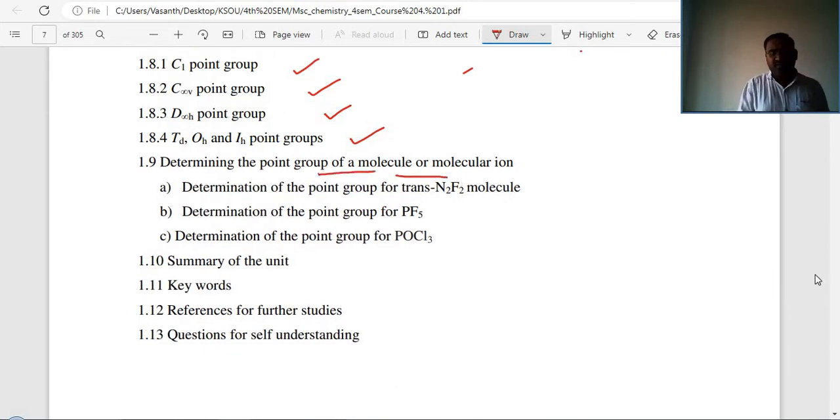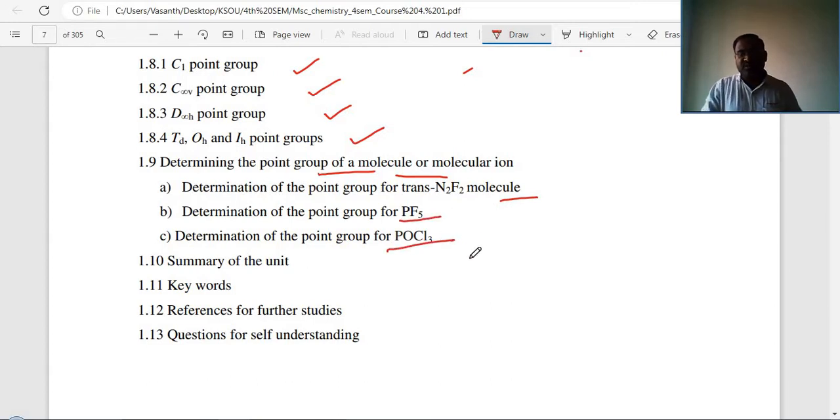determining the point groups of a molecule or molecular ion, determinations of the point group of some molecules like trans N2F2 molecule, determinations of point group for phosphorus pentachloride, phosphoryl chloride, etc. It is a very important topic, and this is new to you people, about the group theory concept.